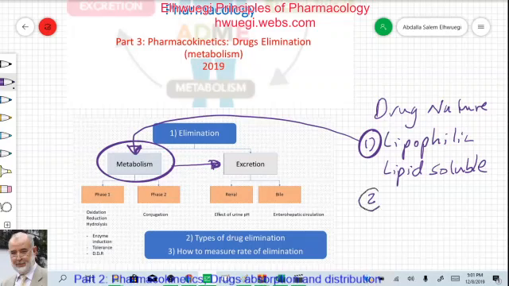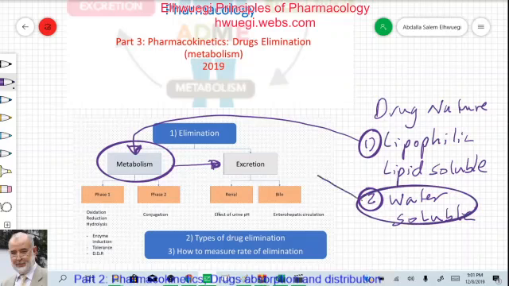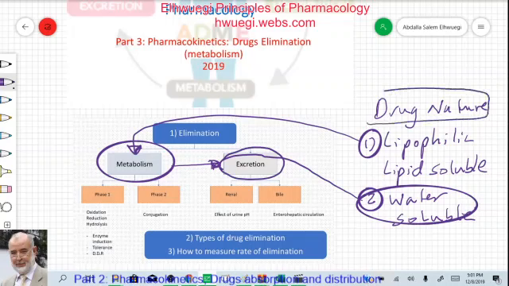If the drug is water soluble in nature, i.e. it is ionized, in this case it will be eliminated through the process of excretion only. Okay? Then drugs, if they are lipid soluble, they will be metabolized first, then excreted. If they are water soluble, they will be excreted immediately.